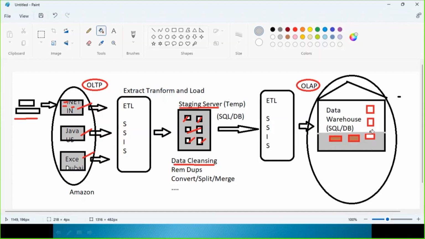So the data warehouse is going to have historical data and cleaned data. Staging will have the bad data. Clear? And once it is done, this will also be empty. So remember, nothing will be there. Again, you are going to be catching the water.